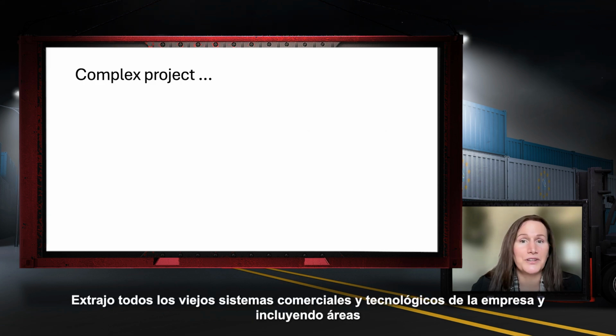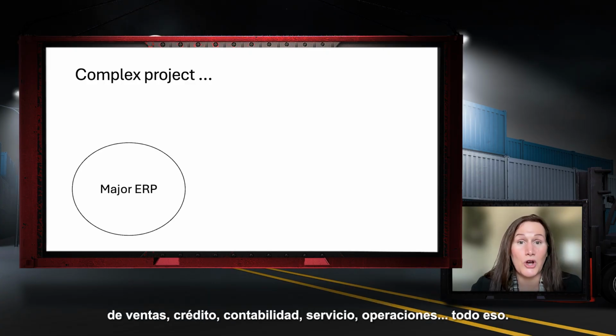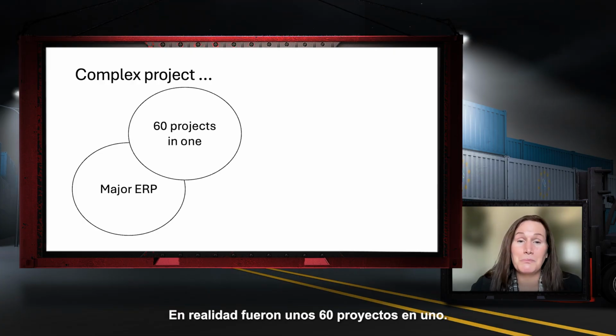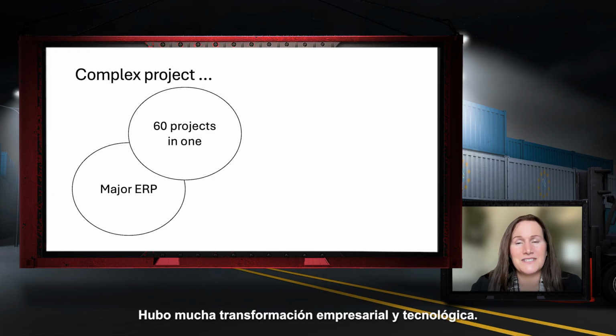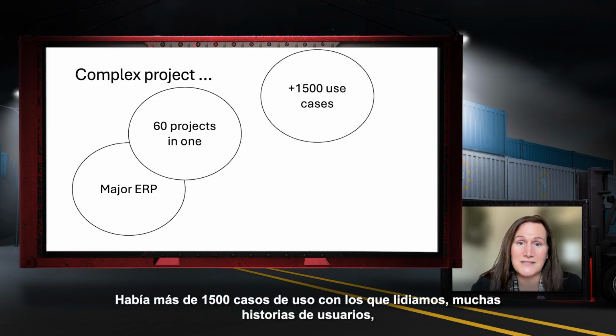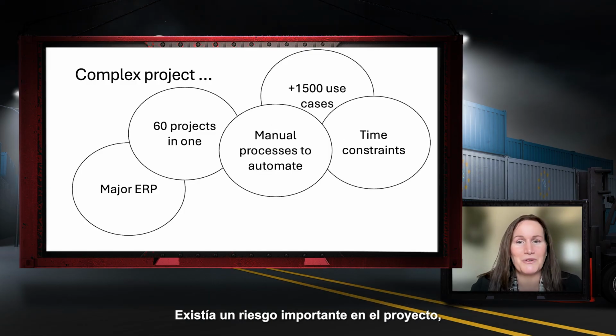It pulled out all the company's old business systems, tech systems, and included areas in sales, credit, accounting, service, operations, all of that. It really was about 60 projects in one. I mean, that's how big it was. There was lots of business and technological transformation. There were more than 1,500 use cases that we were dealing with, lots of user stories and requirements. There were time constraints. There was major risk on the project.